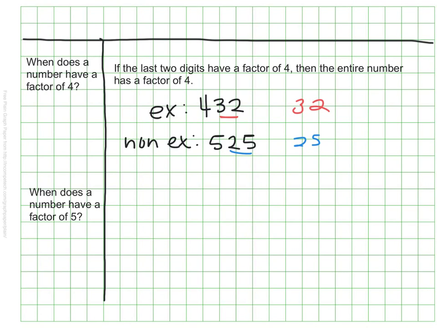Next up, when does a number have a factor of 5? I bet most of us know this one already, right? If a number ends with a 0 or 5, then it can be divided by 5, and 5 is a factor.